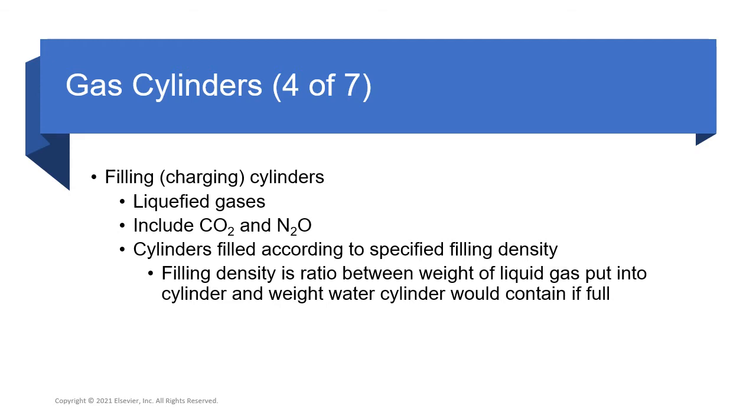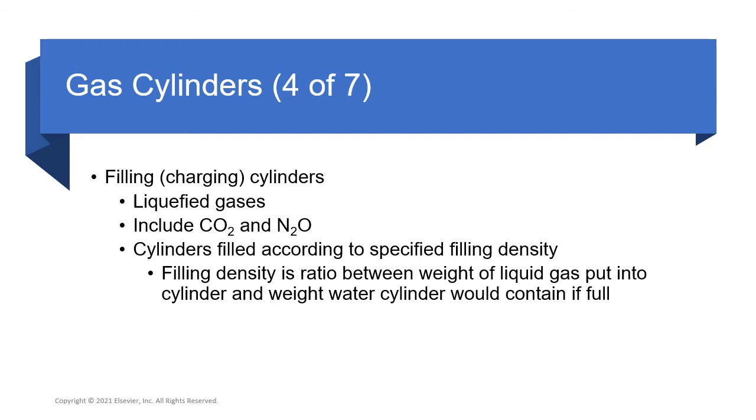Cylinder pressures for gases stored in the liquid phase, like carbon dioxide and nitrous oxide, are much lower than for gases stored in a gas phase. Because the liquid does not fill the entire volume of the cylinder, the space above the liquid surface contains a gas in equilibrium with the liquid. The pressure in a liquid-filled gas cylinder equals the pressure of the vapor at any given temperature.